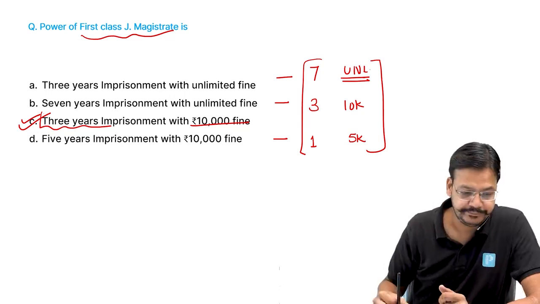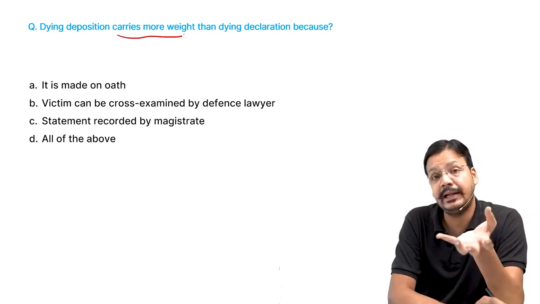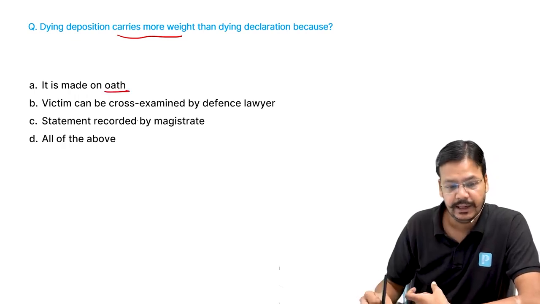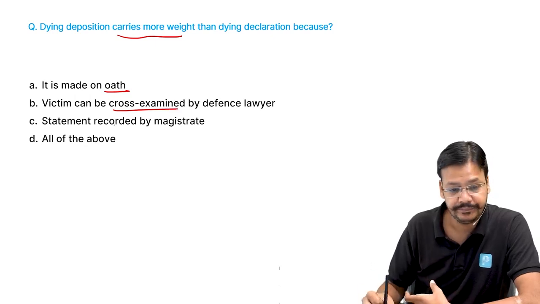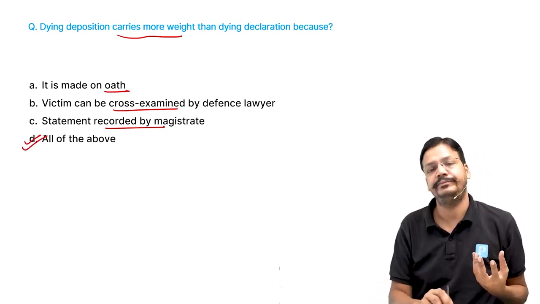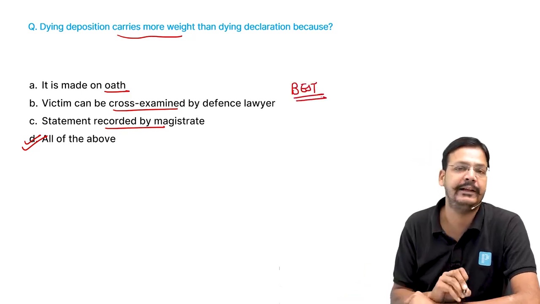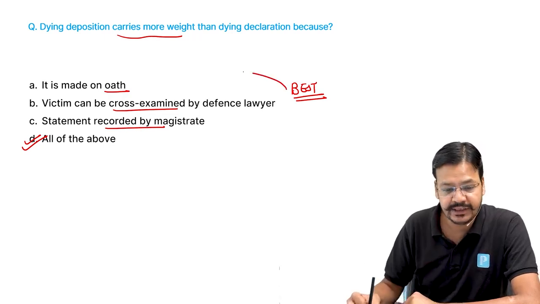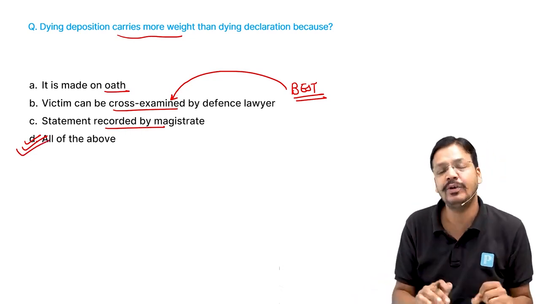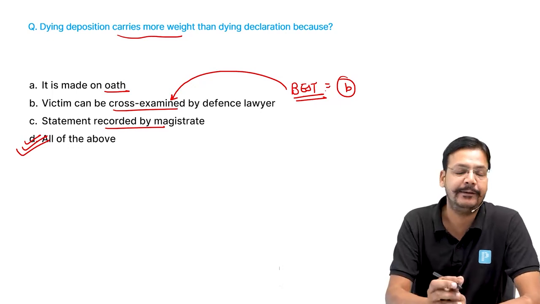That's okay. Now, the dying deposition carries more weightage than dying declaration. What is the reason, sir? I told you many reasons. Yes, it is taken on oath. It is cross-examined by defense lawyer. Statement recorded by magistrate. So here the answer will be all of the above. But sir, if the word 'best reason' is given, then your answer will be B. But here, they didn't ask about the best reason, so the answer is all of the above. But if the best answer is asked, the answer would be B.